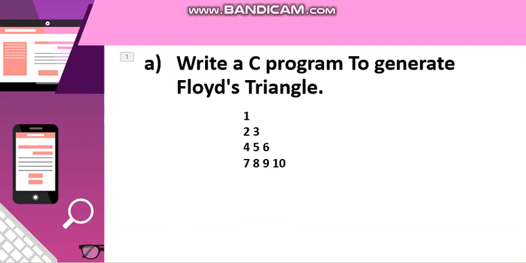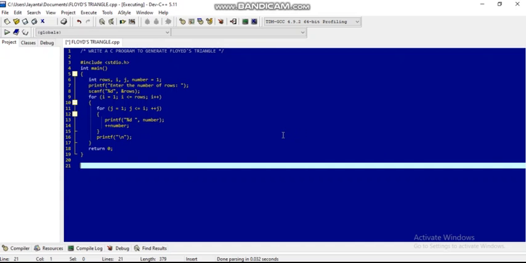Now we will discuss the next program, that is write a C program to generate Floyd's triangle. You can see in this picture what Floyd's triangle is. Now to solve this program, at first we have to write hash include stdio.h, then int main, that is the main function.